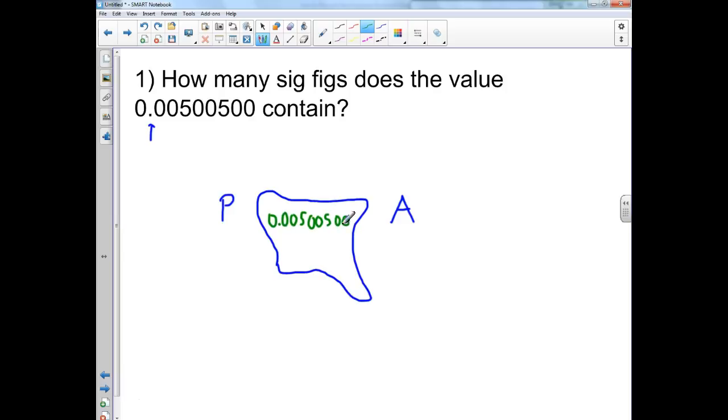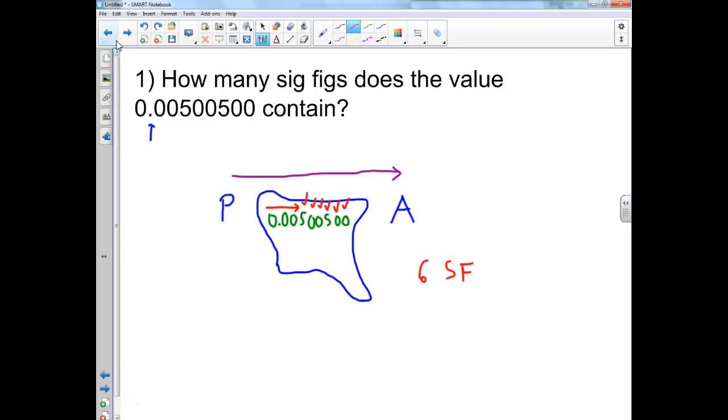00500. The decimal point is present, so you start at the Pacific Ocean and you work your way across to the Atlantic Ocean. You do not count any leading zeros. That's the one rule. In fact, you don't start counting sig figs until you get to your first non-zero digit. Here it is, the 5. That's the first digit that's not a 0. And then you count every digit that follows. So how many sig figs are there? 1, 2, 3, 4, 5, 6. 6 sig figs.